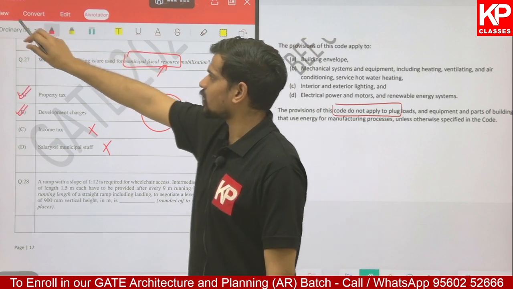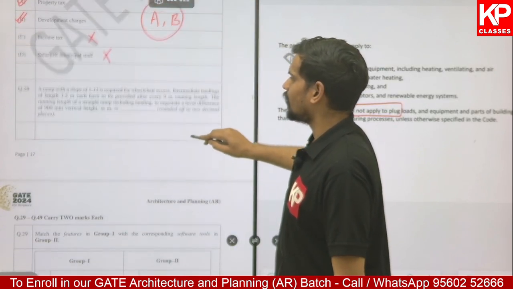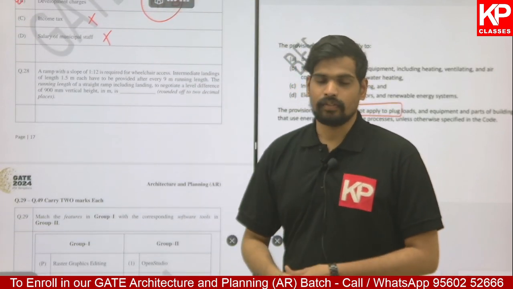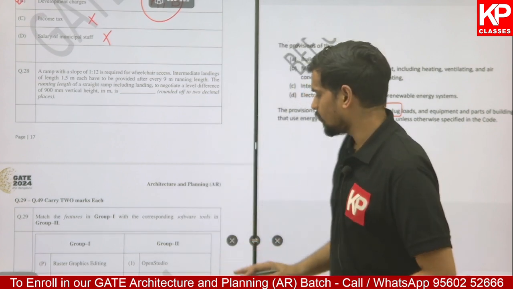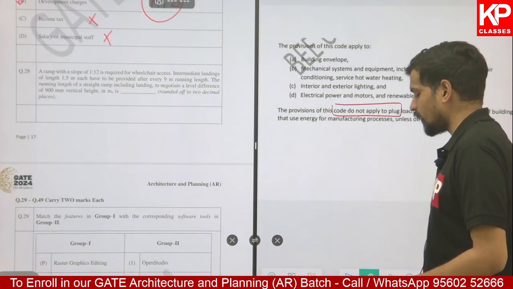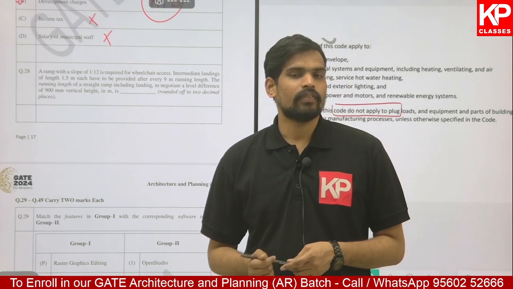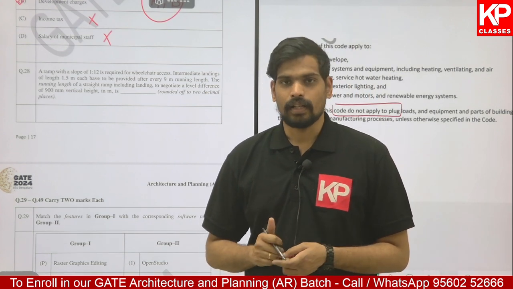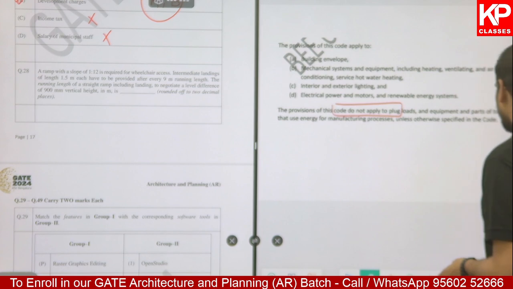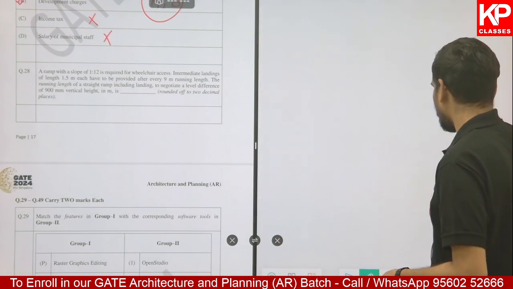Now comes the last 1 mark question. So this is a numerical question. There was a 1 mark numerical asked in the GATE last year, that is 2023. There was no numerical asked in the 1 mark part, but in 2024 there are numericals asked in the 1 mark questions as well. Let us look into this question.